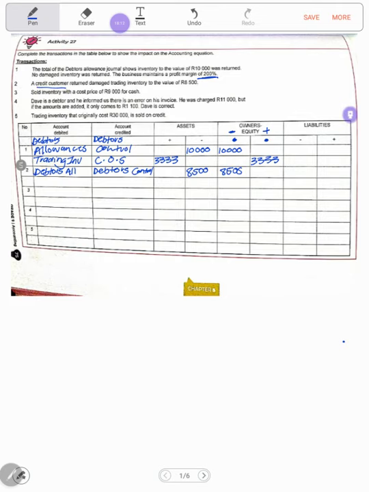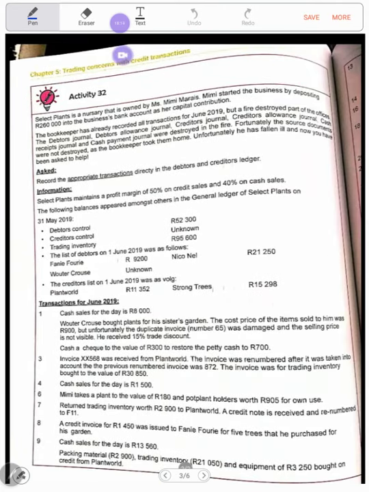Please complete the rest of the activity. I'm moving on to activity 32. For activity 32, you are required to record the appropriate transactions directly into the debtors and creditors ledger.